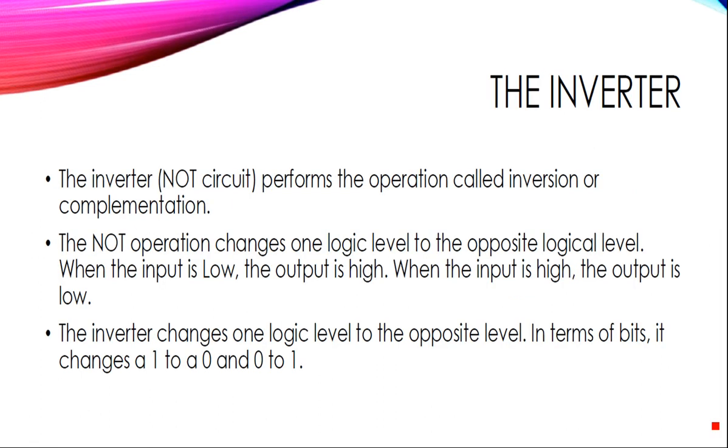First one, inverter. The inverter performs the operation called inversion, or we can say complementation. So the NOT operation changes one logic level to the opposite logic level. That is, when the input is low, the output is high. When the input is high, the output is low. In other words, in terms of bits, it changes a logic 1 to logic 0 and logic 0 to logic 1.